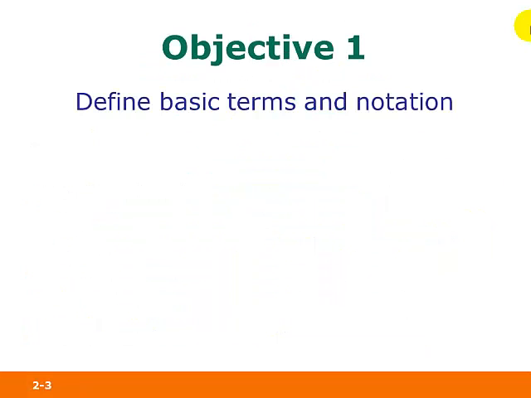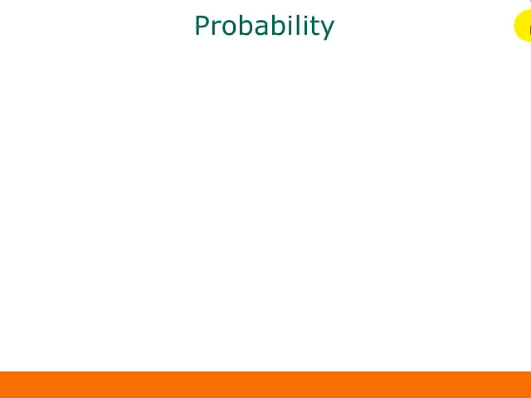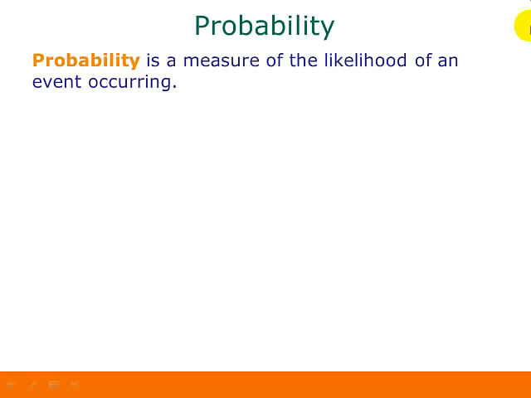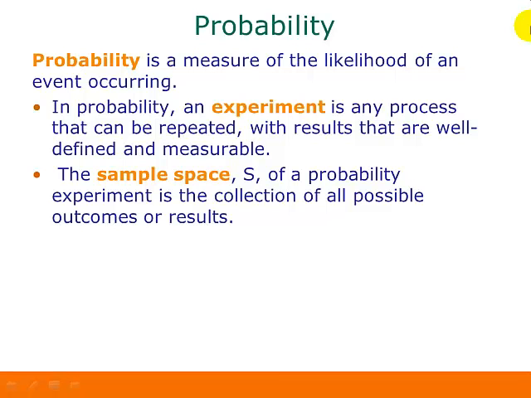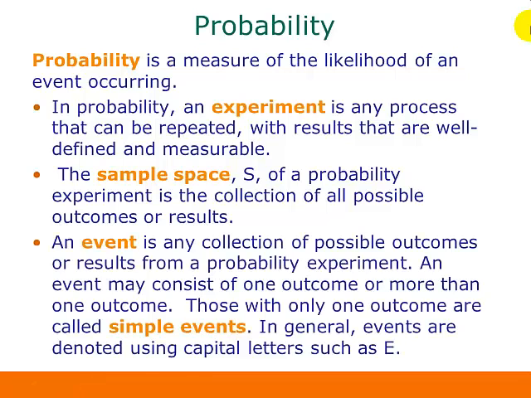Objective 1 is to define basic terms and notation. So, probability is a measure of the likelihood of an event occurring. In probability, an experiment is any process that can be repeated, with results that are well defined and measurable. The sample space, S, of a probability experiment is the collection of all possible outcomes or results of the experiment. And an event is any collection of possible outcomes or results from a probability experiment.